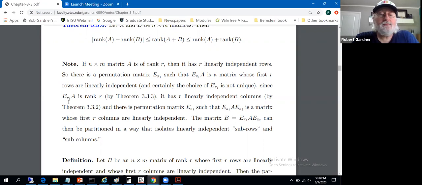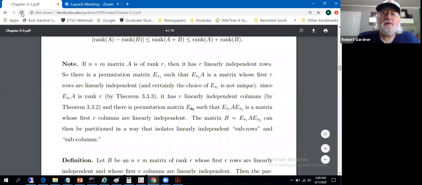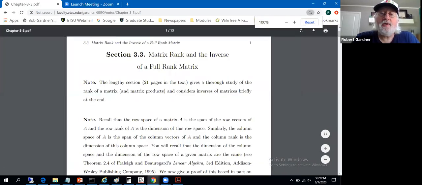Since e sub pi 1 A is also rank R, we've multiplied by really a product of elementary matrices. Theorem 3.3.3 allows us to justify that. You know, it's got R linearly independent columns. Row rank equals column rank. The linearly independent columns are a basis for the column space. So there's a permutation. This should read e sub pi 2. Excuse me, I've updated this. Let me refresh and go to page 4 again. Sorry, kids.